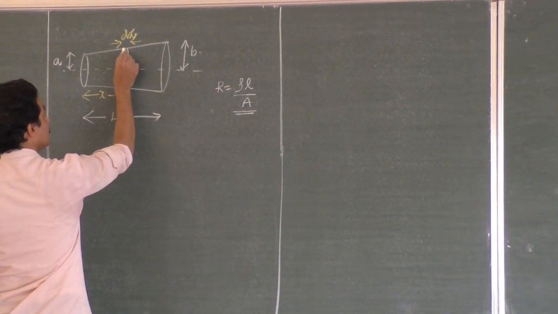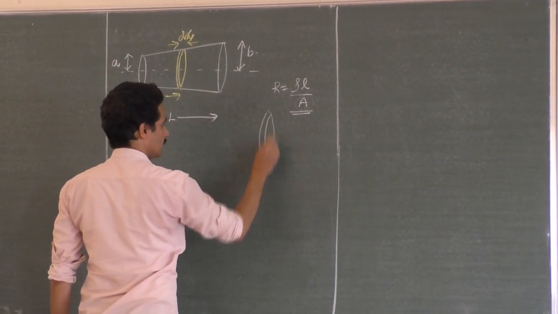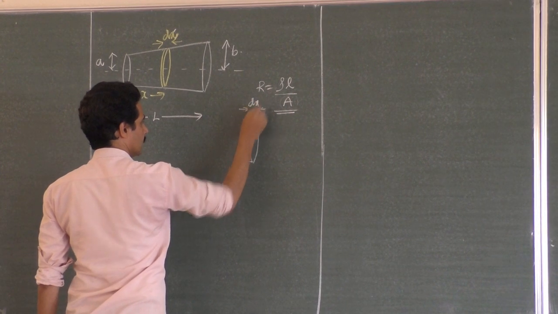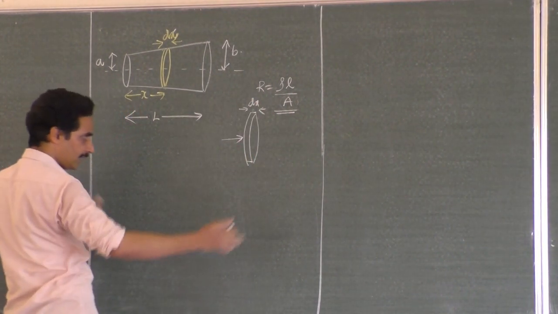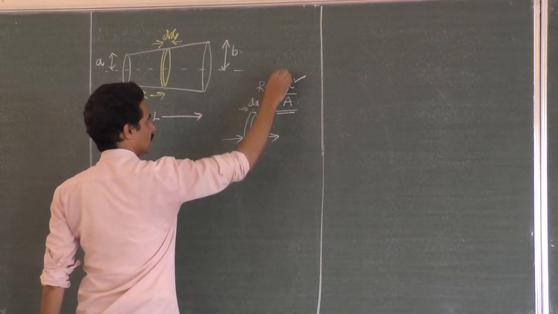The length of this, so it will be like this. It will be a small piece like this. So you know what is the length of this, that is thickness dx itself. Length is the length along which the current moves like this. So this is dx. This part you know, this you know.